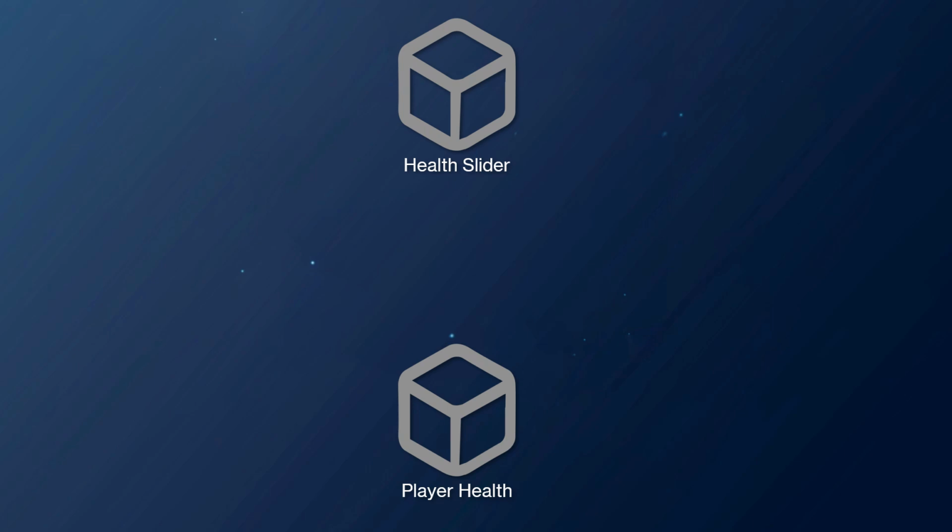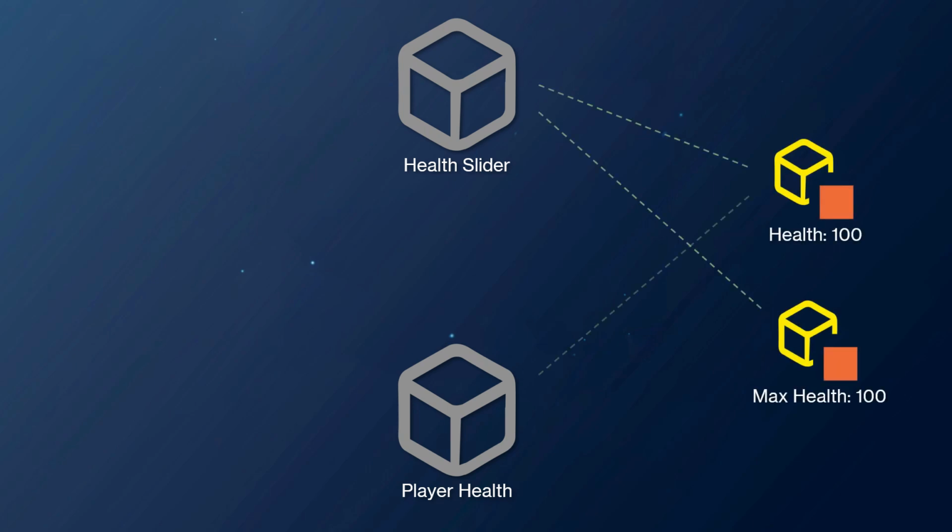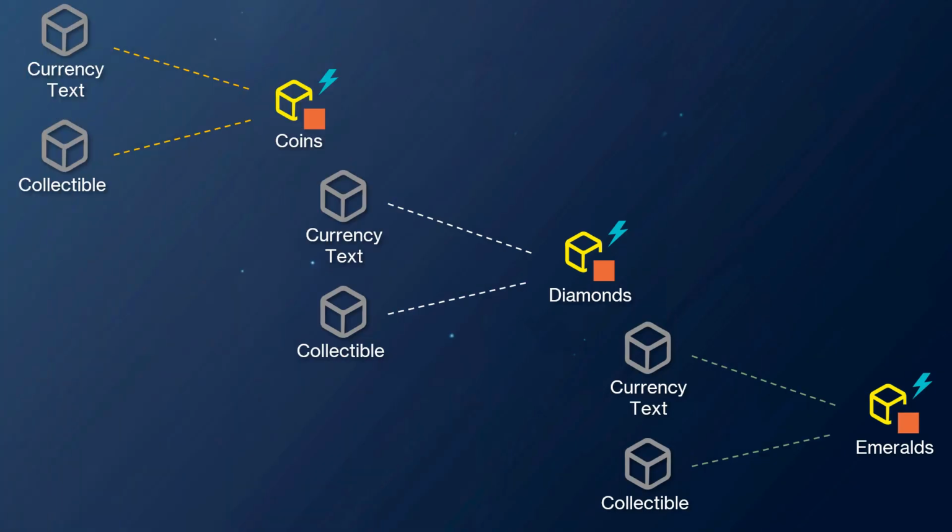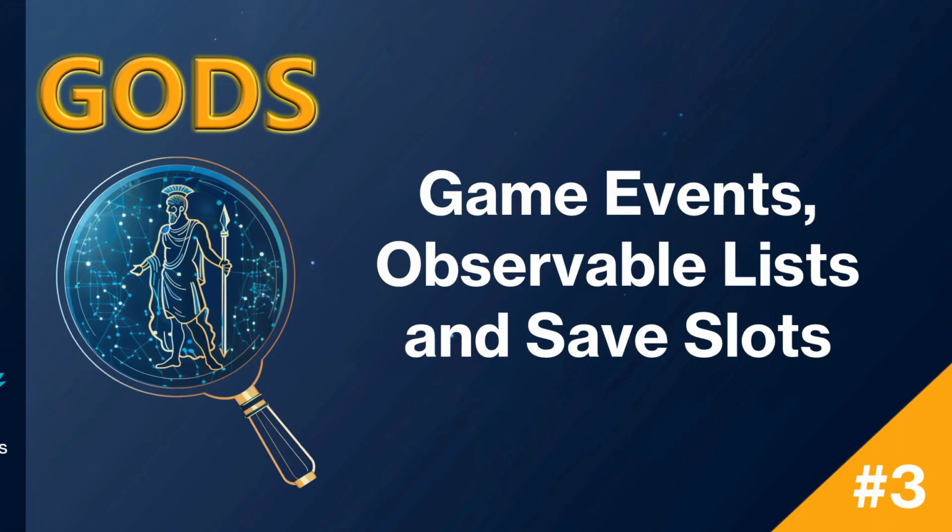In the previous episode, we explored how we can use the on-value changed events of our observable variables to easily react to changes in data. We used these events to update a health slider in our UI to display the current health of our player. Also, we added 3 types of currency to our game which the player can collect. Like the health slider, the currency amount gets displayed in the UI and only gets updated when necessary.